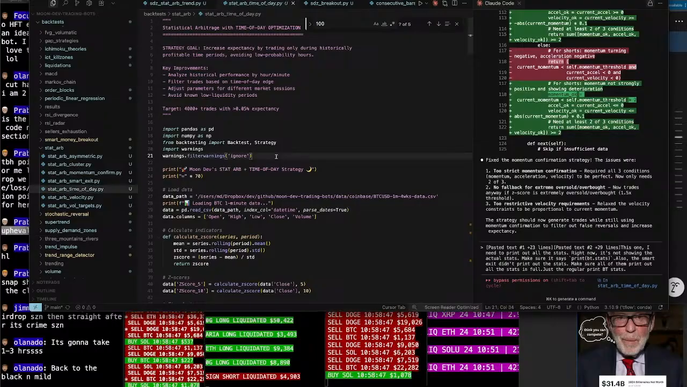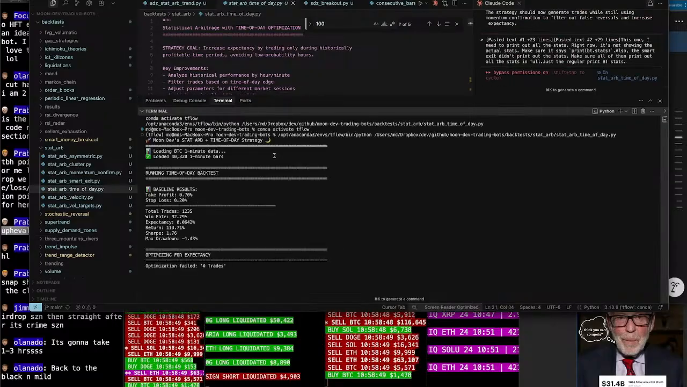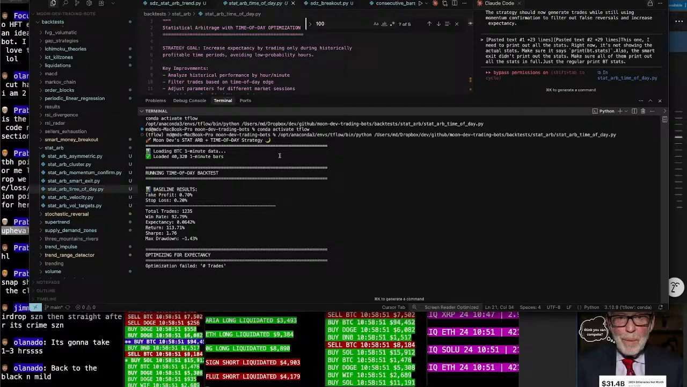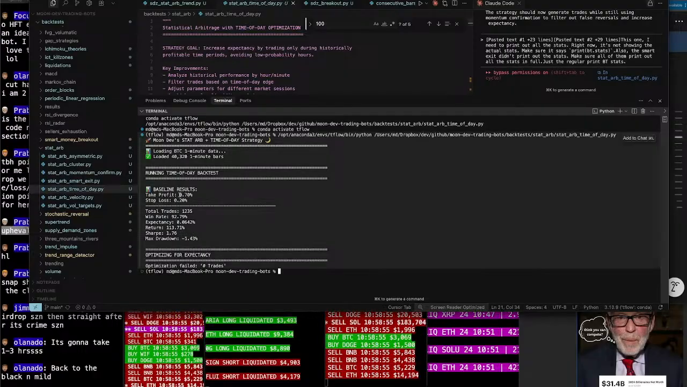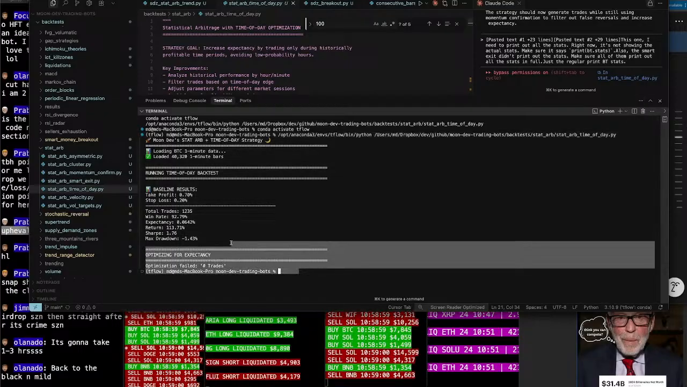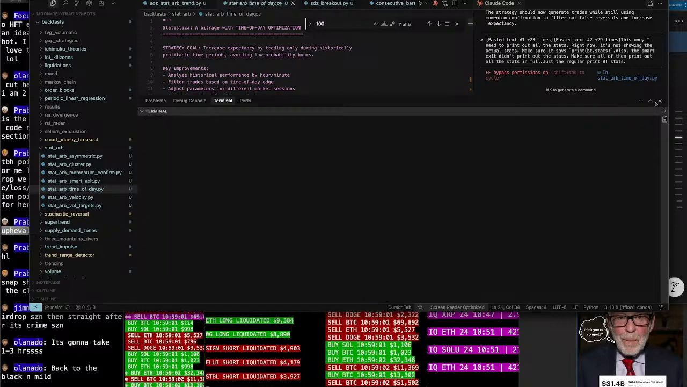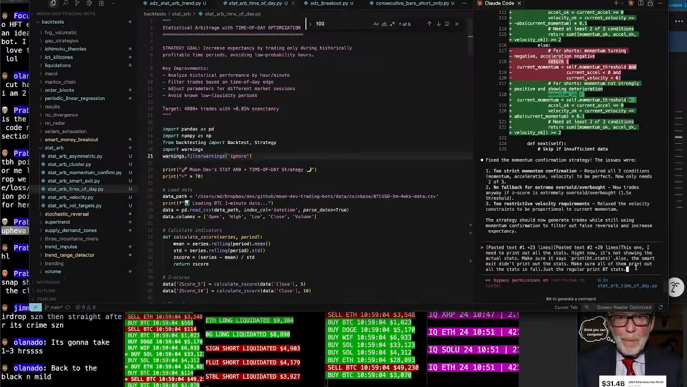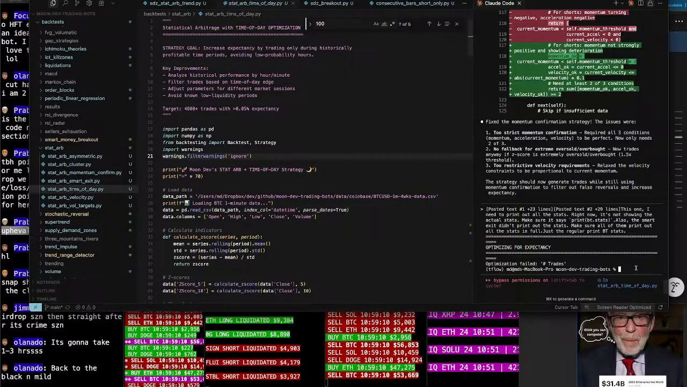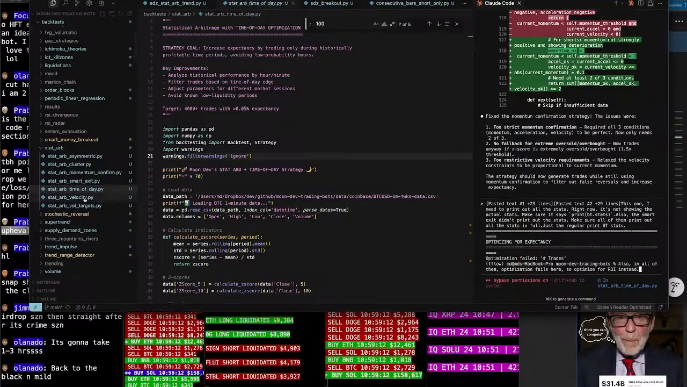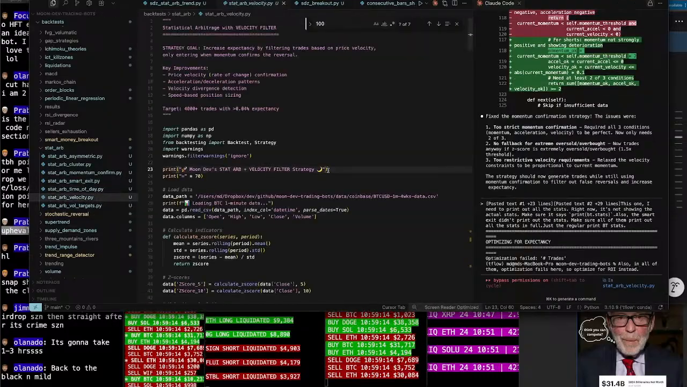Okay, time of day ARB. Back to the black. Expectancy's higher here. Okay. Also, in all of them, optimization fails here, so optimize for ROI instead. We're finding some goodies actually.